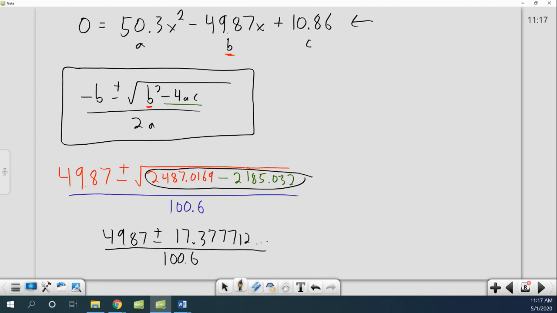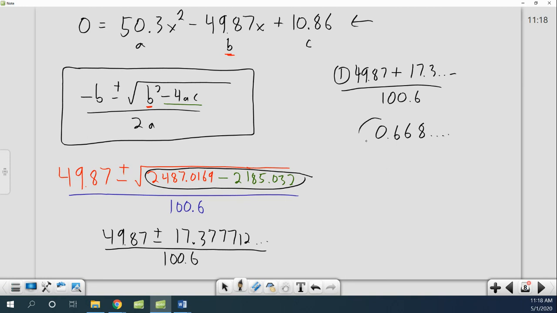All right, so now I have two solutions. Solution 1 is 49.87 plus 17.3 all over 100.6, which gives me 49.87 plus memory recall equals, that divided by 100.6. So solution 1 is 0.668, 4666, etc. So there's solution 1.